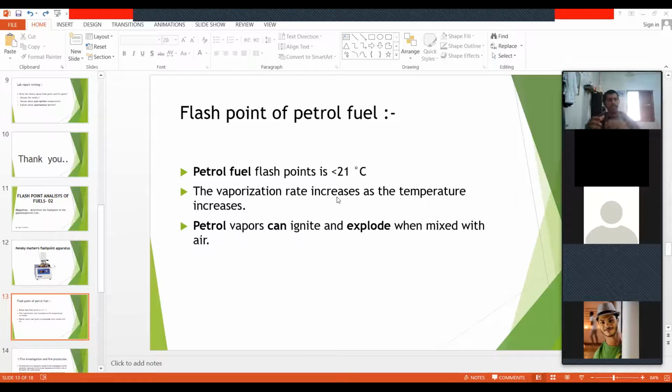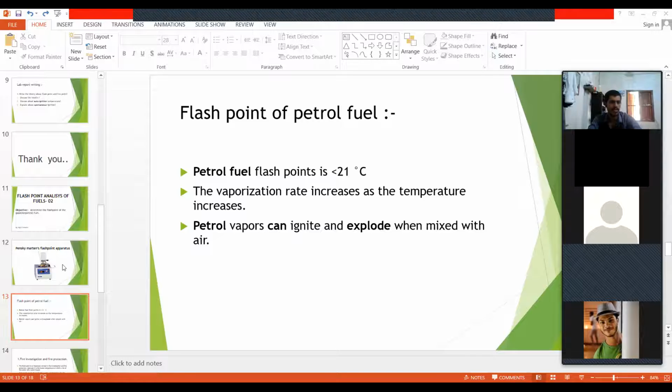So if we keep some fuel below the flash point of that fuel, then it is always safe, right? There's no way for any accident, blast, or combustion to occur. To burn that fuel, to occur the combustion, it should reach that flash point. Up to that point, the flash point temperature, it will be safe. That is the thing.